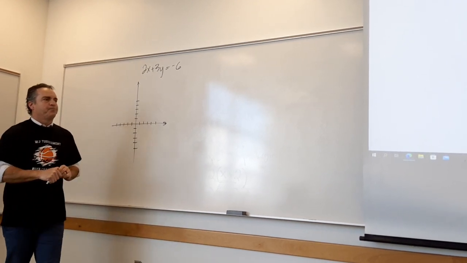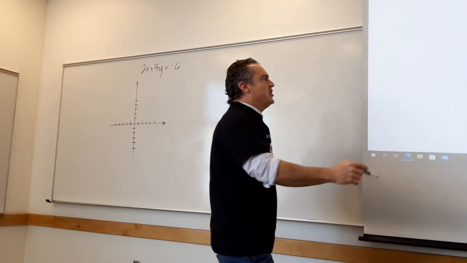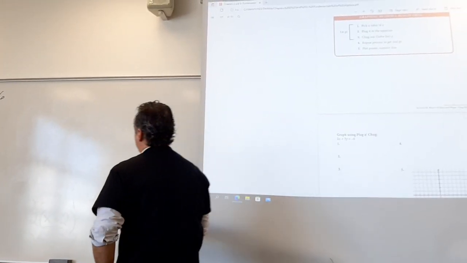Here's the deal. First step says pick a value for x. So watch this. We're going to do 1, 2, 3, 4, 5.